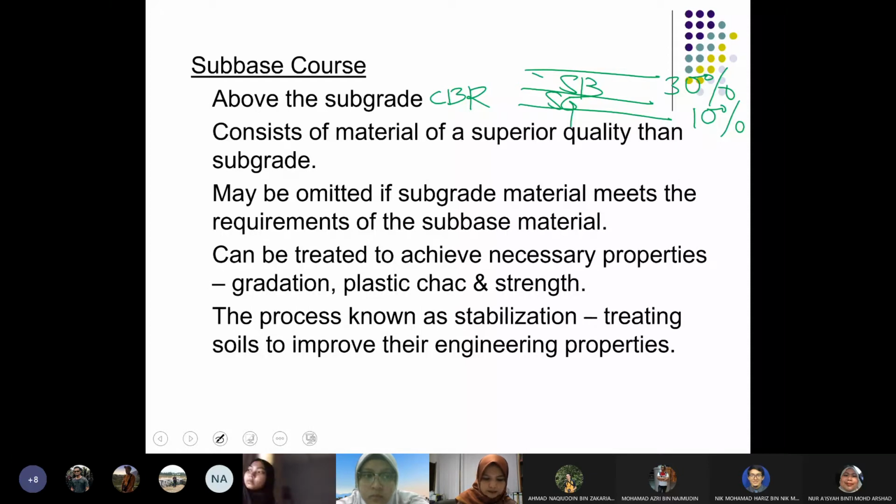Okay, this layer can be omitted if the subgrade material is already very good. If you do testing on the subgrade material and suddenly get 40% CBR, it is already good. Why should you waste your time and money to put another layer of subbase? You can omit the layer. And it can also be treated, improved with whatever materials are available. This process we call stabilization: treating the soil to improve its engineering properties. This is also one of the things final year project students do. Okay, treating the subbase soil.